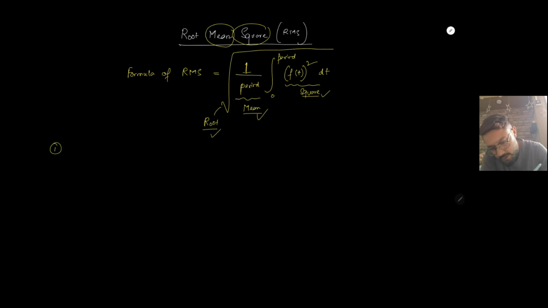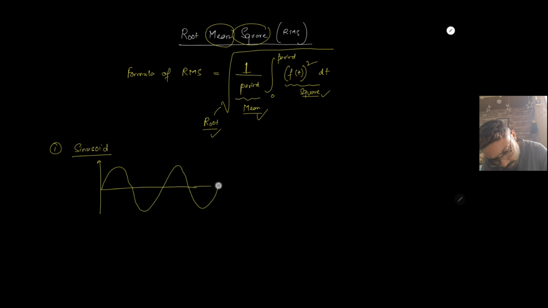So first case, let's find the RMS value of a sinusoidal signal, of a sinusoid. This is how a sinusoid will look like, A, minus A. Suppose this is the function of omega t. Okay, this is pi, twice pi. So what was the average value of the sinusoid? It was 0. So let's check what is the RMS value of a sinusoid.